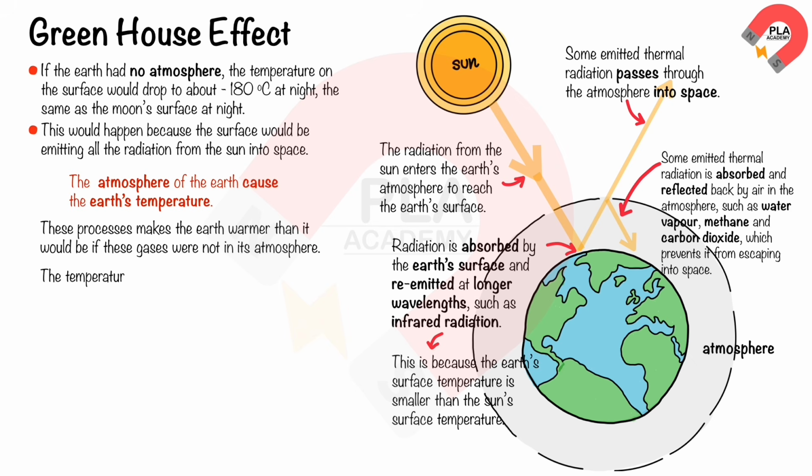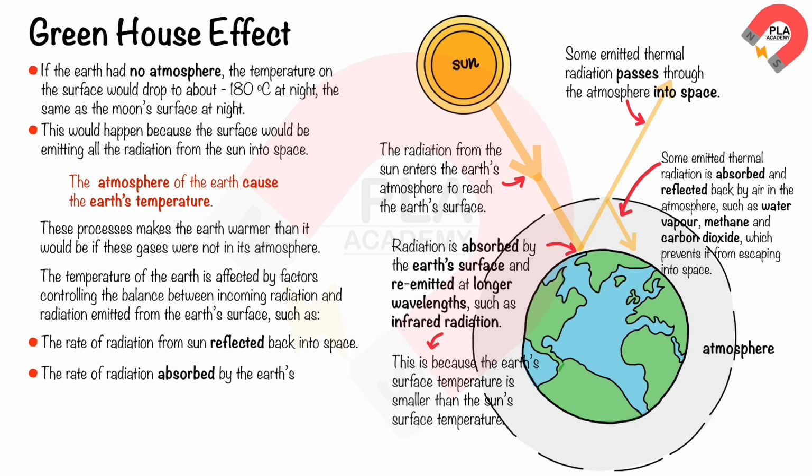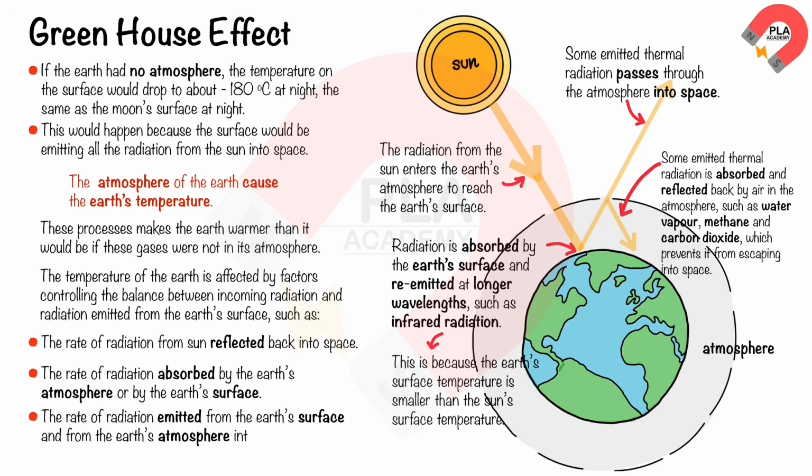The temperature of the Earth is affected by factors controlling the balance between incoming radiation and radiation emitted from the Earth's surface, such as the rate of radiation from the Sun reflected back into space, the rate of radiation absorbed by the Earth's atmosphere or by the Earth's surface, and the rate of radiation emitted from the Earth's surface and from the Earth's atmosphere into space.